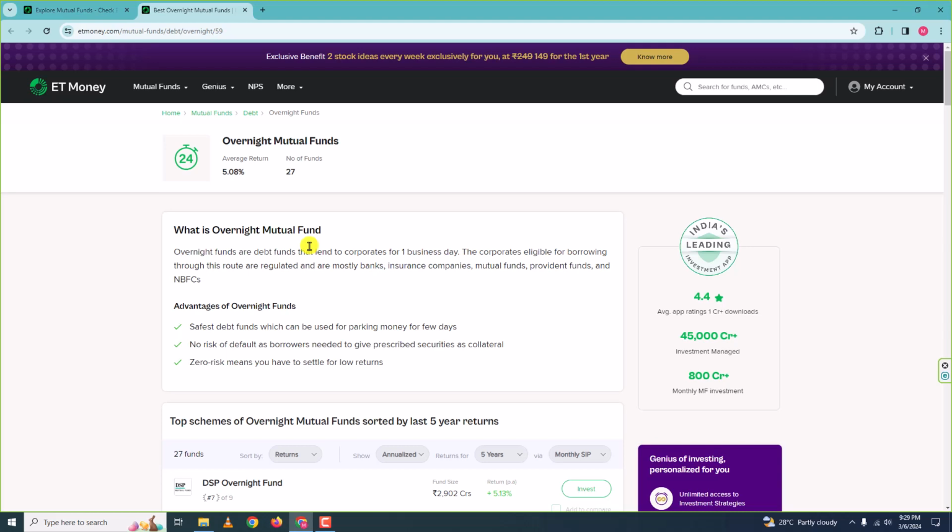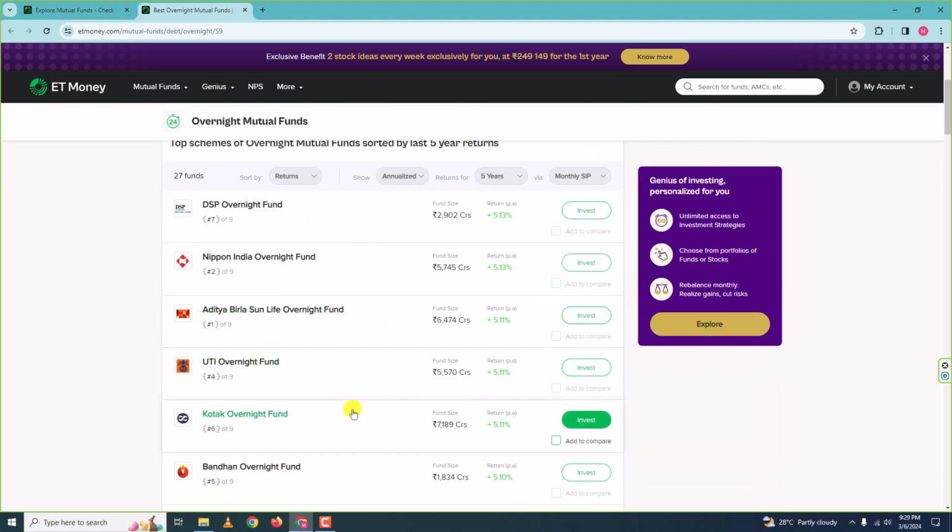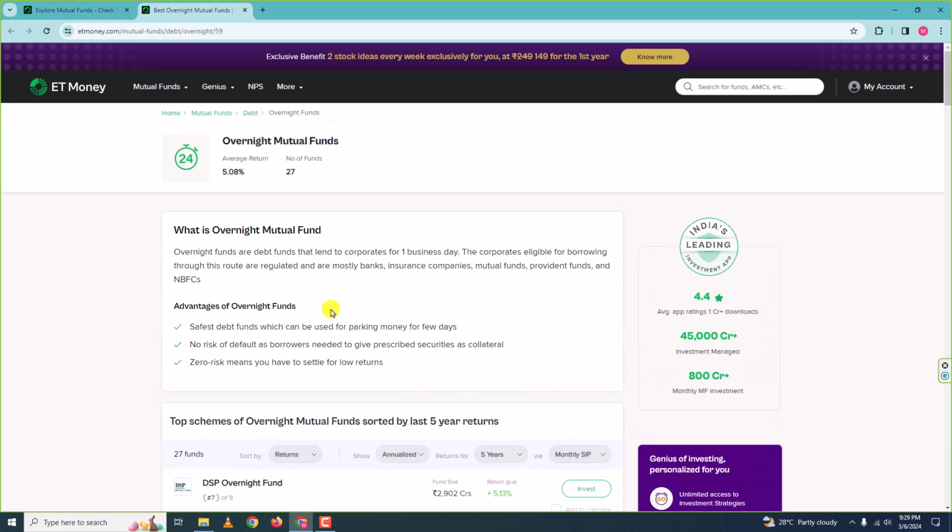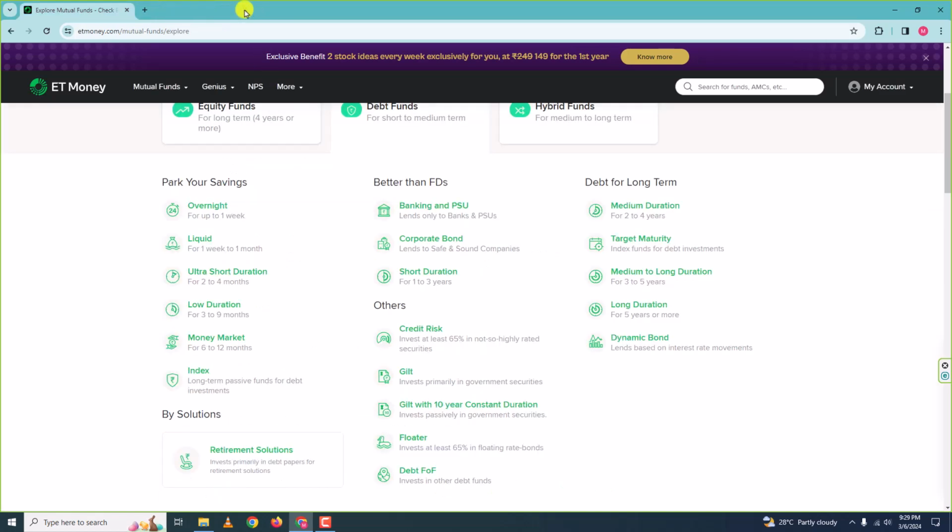You must remember that it is not your money, or it is not your fund, which would be maturing in one day. It is the bond in which these mutual funds invest that would expire in one day. Okay, yes, so let me close this.